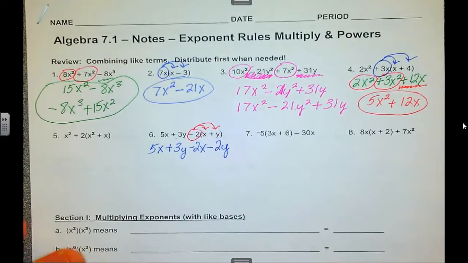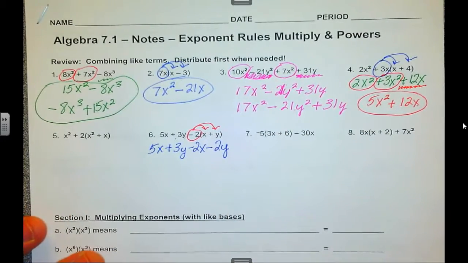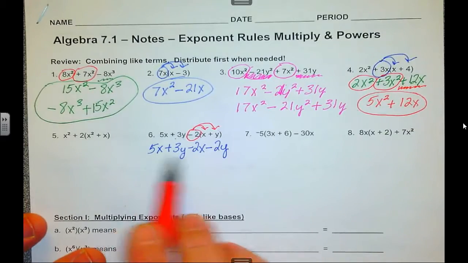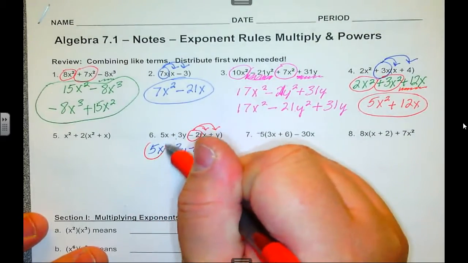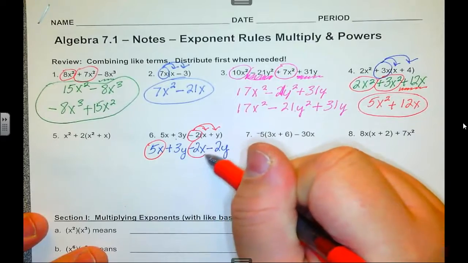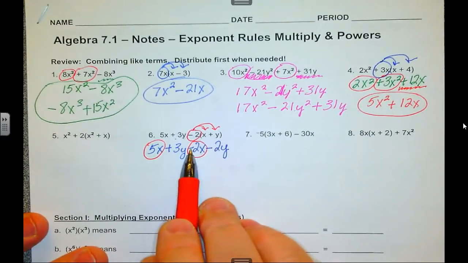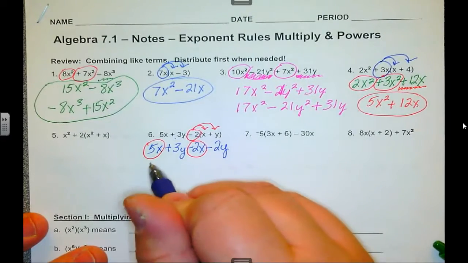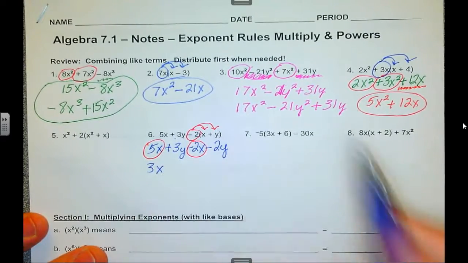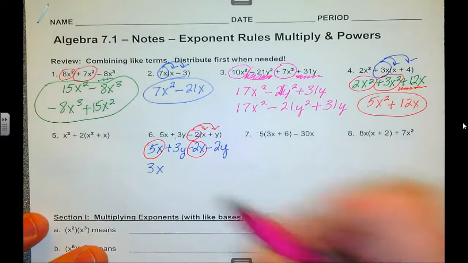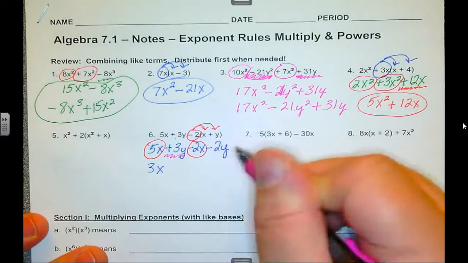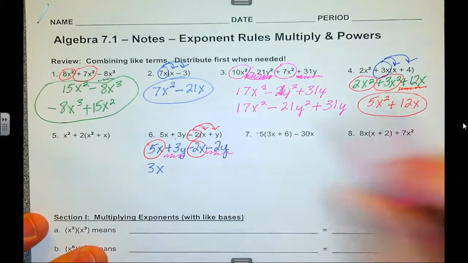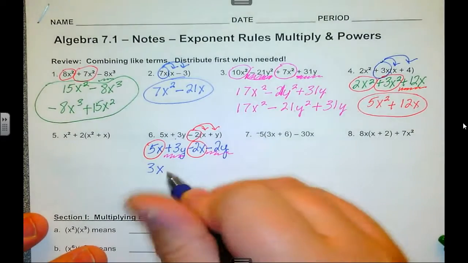Good, Cassandra. Alright, like terms. Here's an x. Here's an x. I always like to circle that sign in front too. 3x, good. Yep, there's a plus 3y and a minus 2y. So it's a plus 1y.